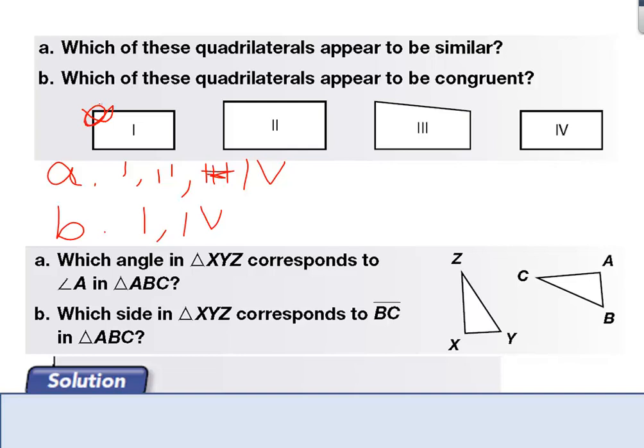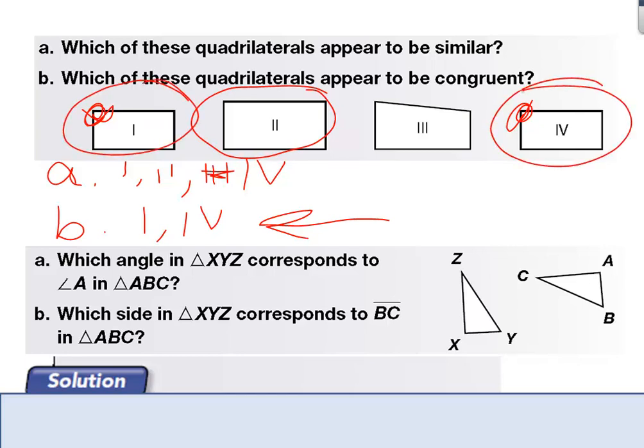1 and 4 are the exact same size, so they are congruent. They're also similar because they're the same shape. But this one here also fits in with these three as being similar. But 2 is not congruent because, well, it is the same shape, it's not the same size as 1 and 4. In order to be congruent, like 1 and 4 are, you have to be the exact same size.